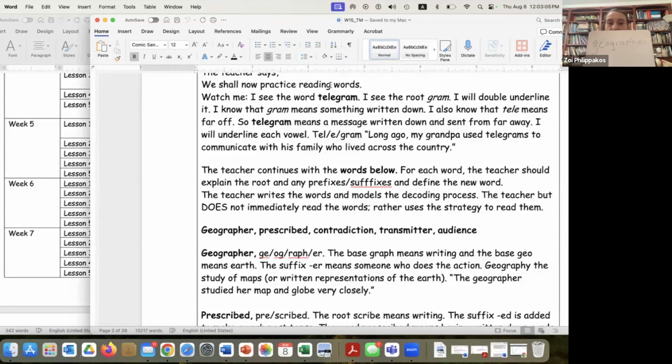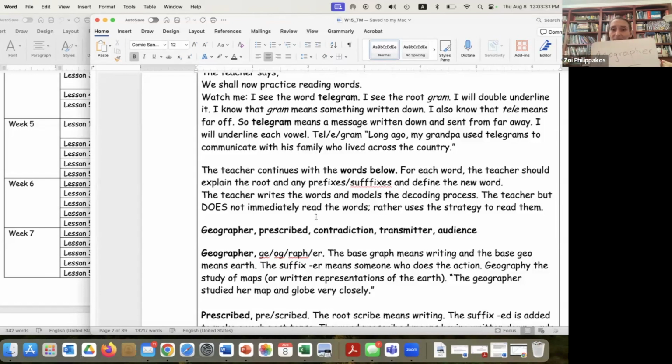This is the word. Now, in this word, I recognize geo, and I recognize graph. Geo, it means the earth. Graph, it means to write. So it's written earth, and the er indicates the person who does something. So it is geographer, the person who studies the earth or writes about the earth.